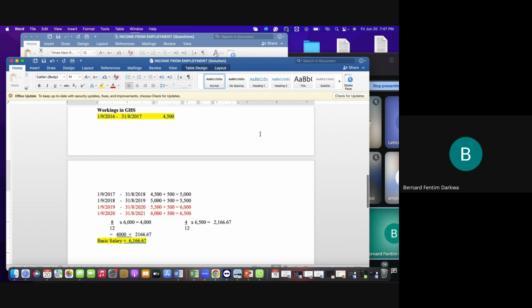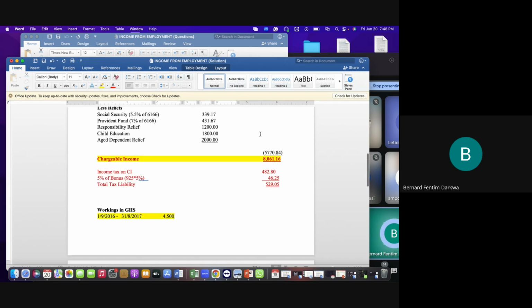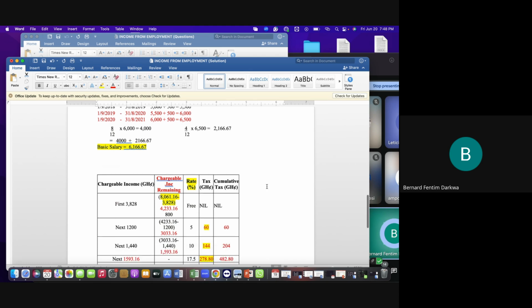I must say that some people can use the format, do everything, and get the chargeable income correct, but then they get the tax calculation itself wrong. So if you have done the difficult part, this one is very simple. So this is how to calculate the tax on the salary income.